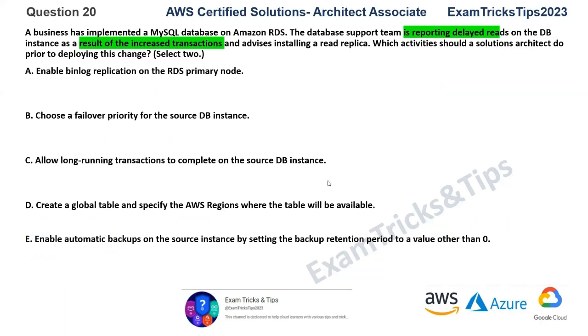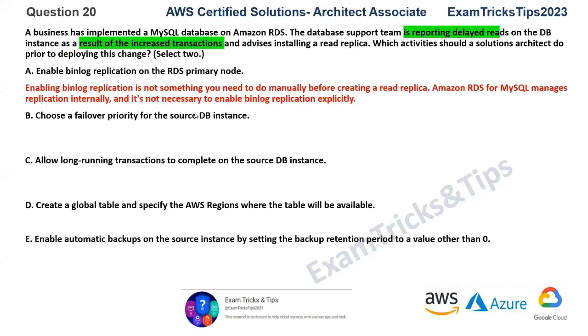So let's look at the options. Option A, enable binlog replication on RDS primary node. Now binlog replication is not something that you need to do manually before creating read replica. Amazon RDS for MySQL manages replication internally. It's an internal feature. You don't have to do anything. So that's incorrect. And you may want to read a bit more on this. I'll provide you the detailed links for the information where all of this has been explained in more detail.